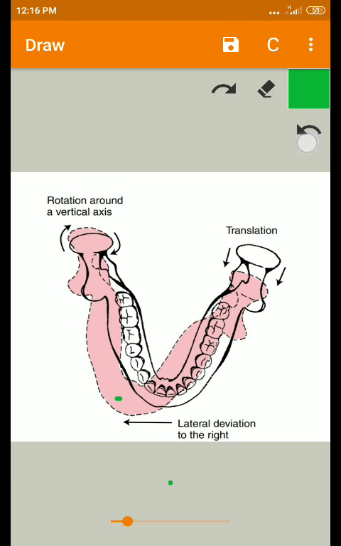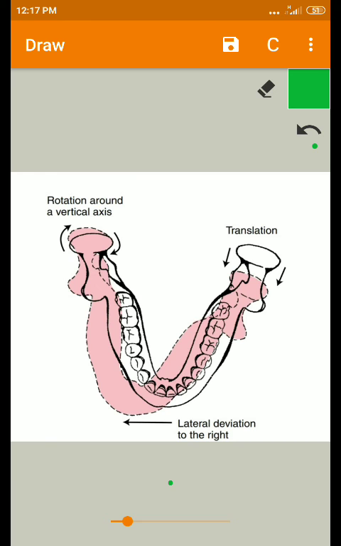So this rotation occurs in the vertical axis. If the movement is taking place in the vertical axis, then in what plane is the movement taking place? Coronal plane. Okay, now we are going to see the AP axis. Another asymmetrical movement is the rotation around the AP axis. If the axis is AP, then the movement is taking place in the sagittal plane.